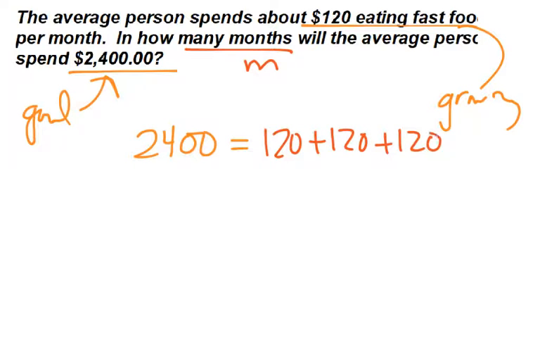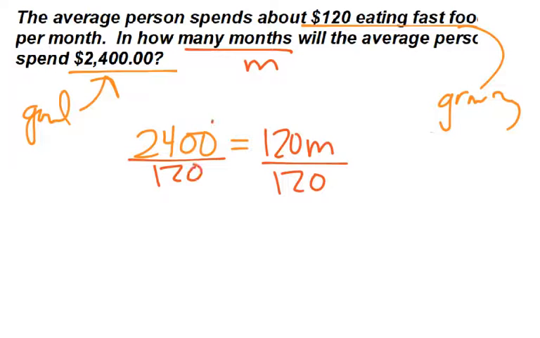Okay. So shortcut addition, because we don't know how many, we're going to times it by M. Okay. Do we have anything else to add? No. There's our equation. How do we figure it out? Divide by 120. We get 240 divided by 12, which I believe is 20. It is. So, in 20 months, we'll have spent that much eating out.